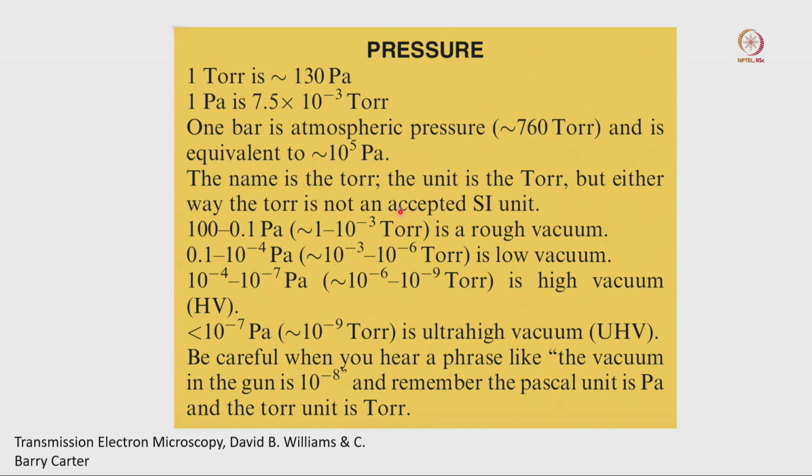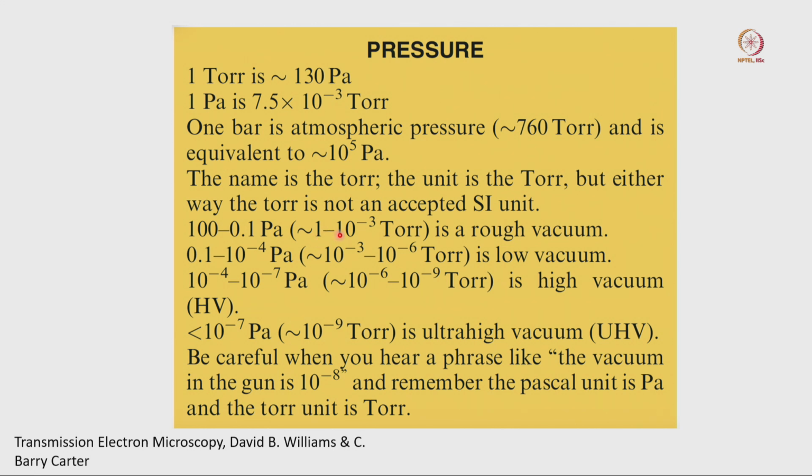So, for the electron microscope we are talking about a couple of different types of vacuum: rough vacuum, low vacuum, or high vacuum. Here you can see this is the rough vacuum. What is the value of the rough vacuum? If you consider the rough vacuum value, it is 10^2 to 1 Pascal.